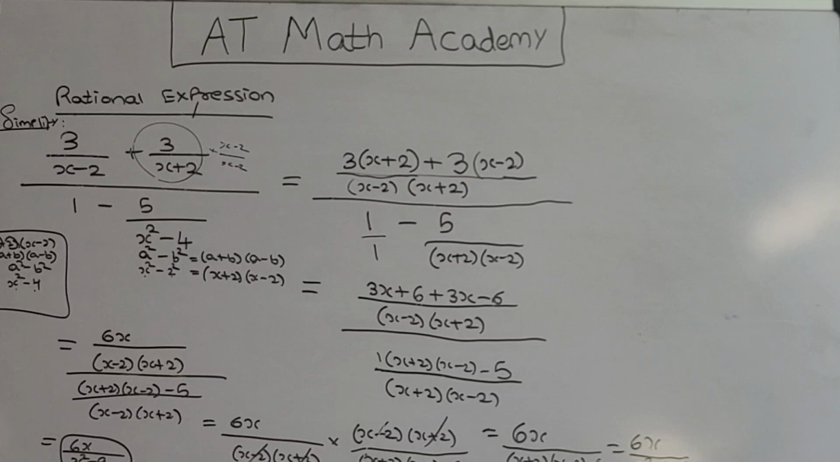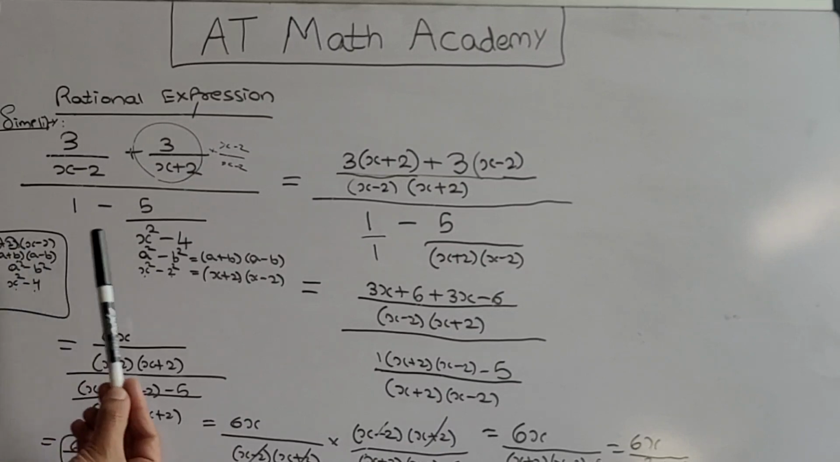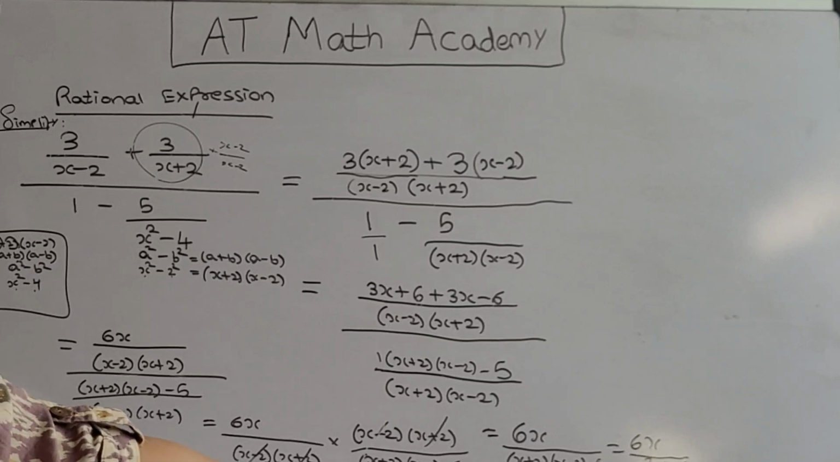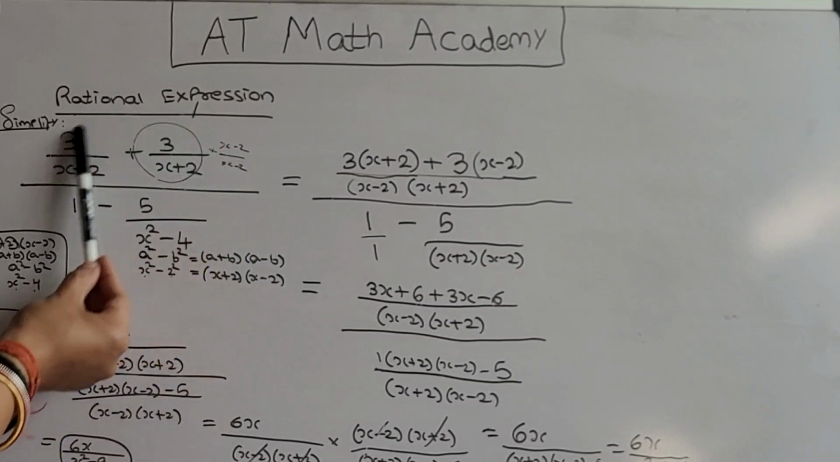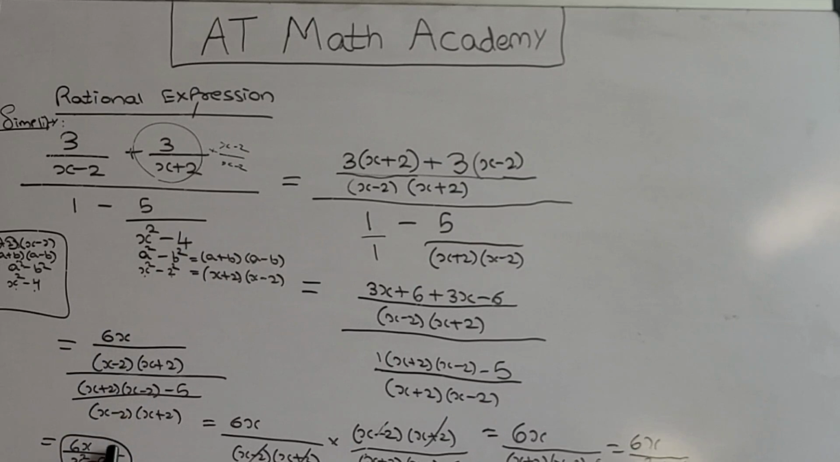So when you observe here, x plus 2 into x minus 2 is of the form a plus b into a minus b, which is a square minus b square, where for a I have x and for b I have 2, x squared minus 4. So it is x squared minus 4 minus 5. So the final expression would be 6x by x squared minus 9. So this is the simplified form for this expression. The final answer is 6x by x squared minus 9.